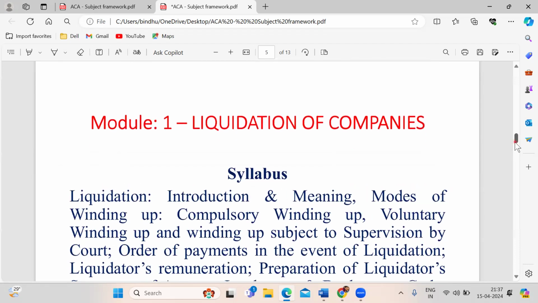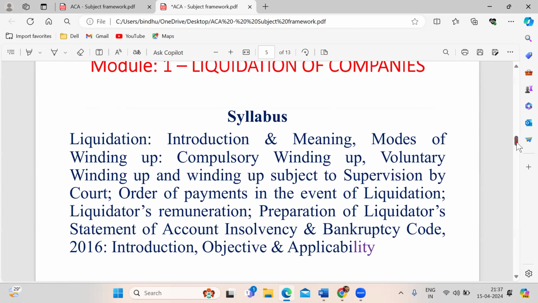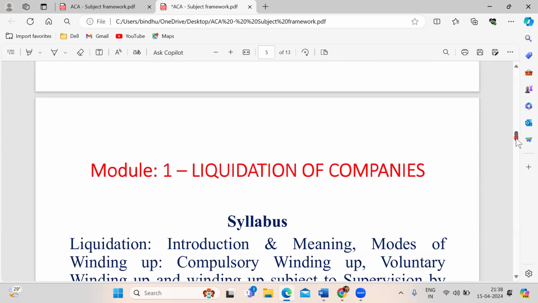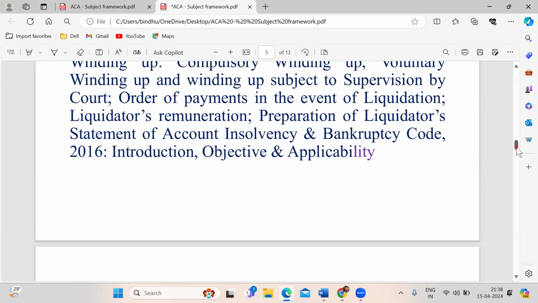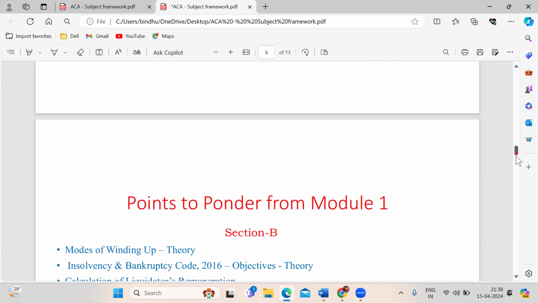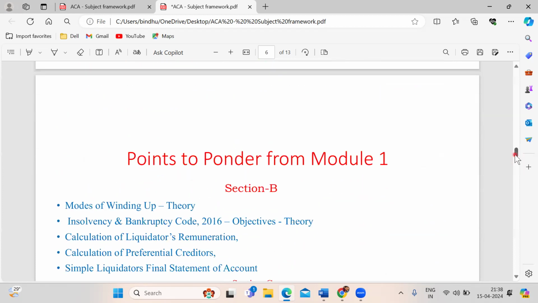Shall we discuss the first unit? In the first unit, we have liquidation of companies. Here in the liquidation of companies, we have a syllabus. Obviously, under this chapter, you are going to learn the concept based upon the liquidation process. To learn this, you have one format.